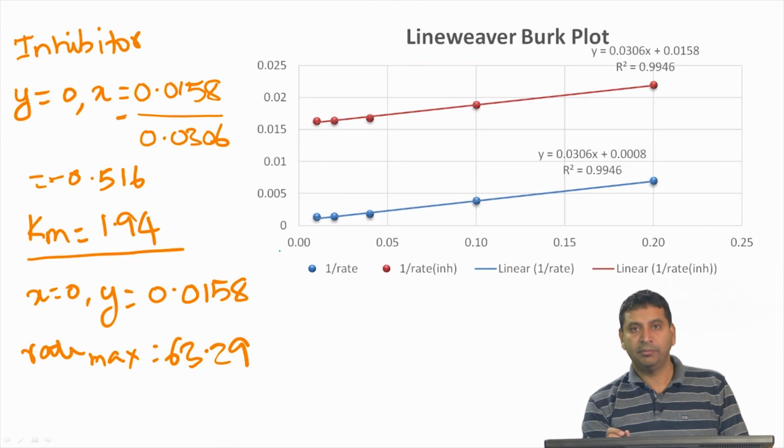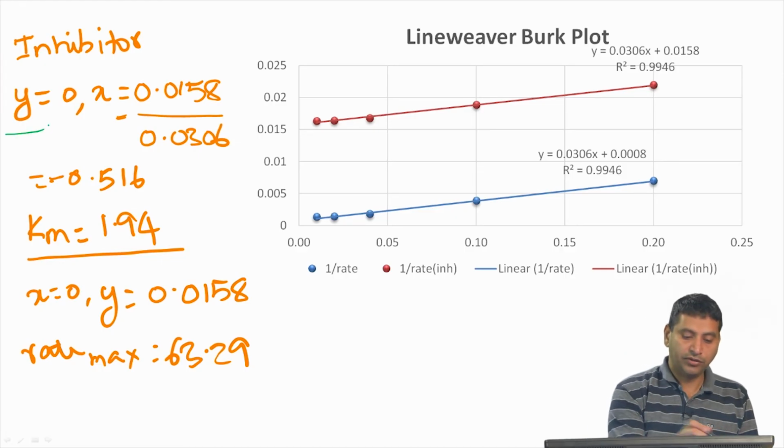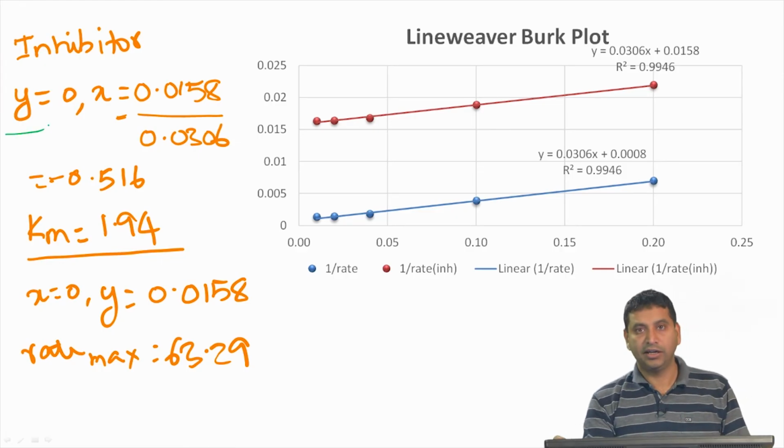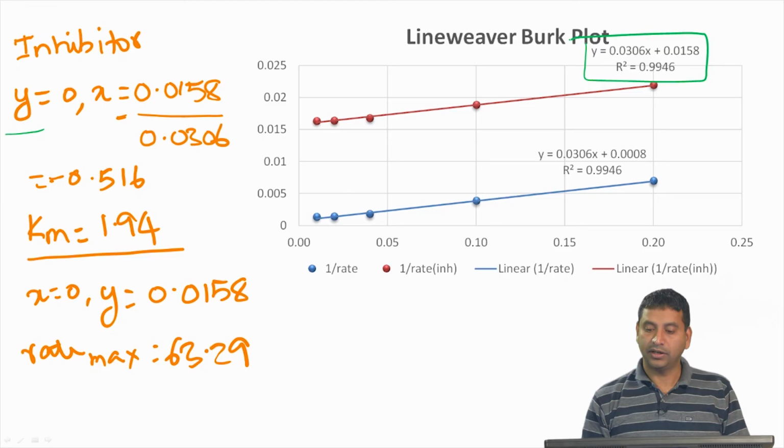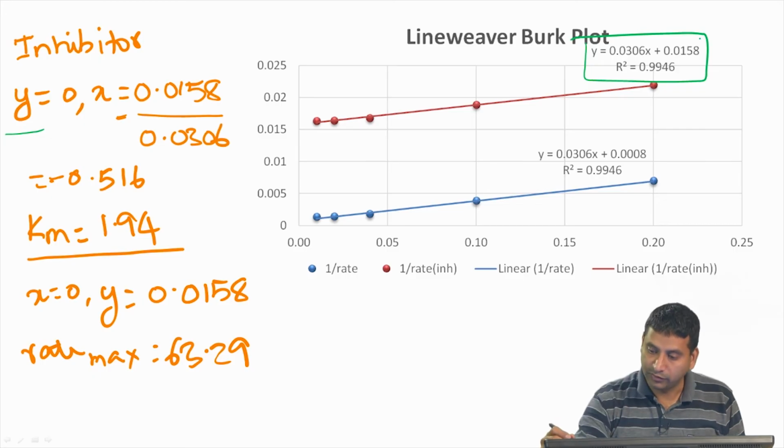When we apply the same process for the inhibitor, you get a straight line as shown here. The slope of the straight line is 0.0306, and the intercept is 0.0158. So, these are the values that we get.